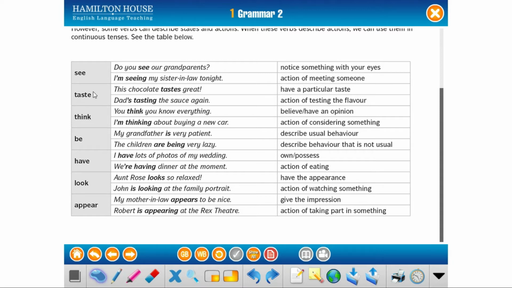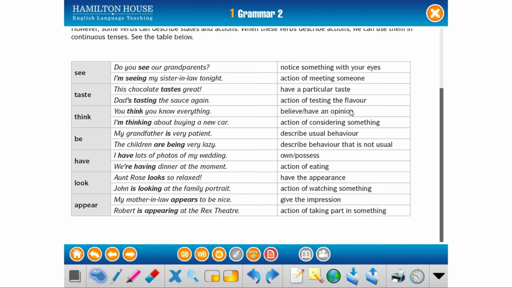In the case of taste, it says, this chocolate tastes great. In this case, tastes talks about a particular taste. If I say, I like chocolate because it tastes sweet, I'm giving my opinion about the flavor of the chocolate. But if I say, I'm tasting the sauce again, in that case, tasting with ing termination is talking about an action. When we use tasting, it's because someone is testing the flavor of something.